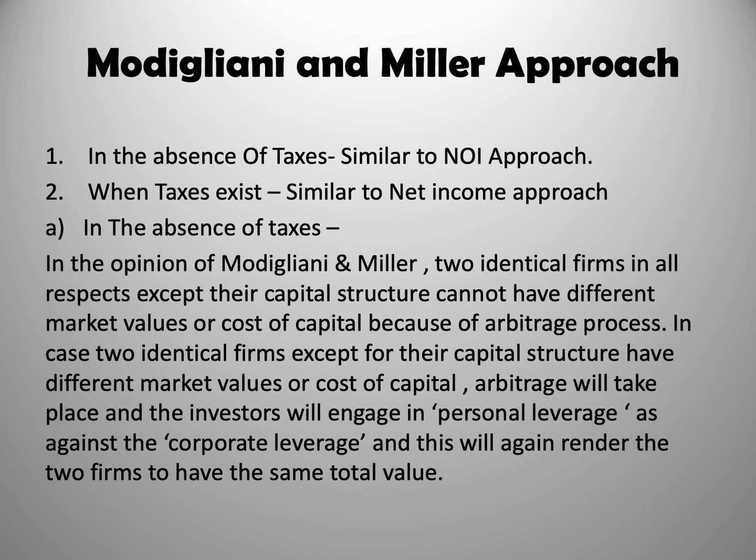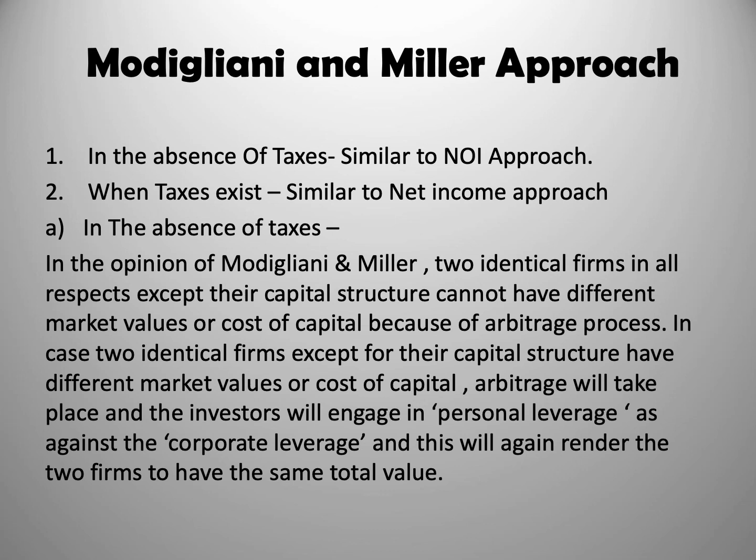So the main statement is that two identical firms, the firms that are the same in every respect except the capital structure, cannot have different market values or cost of capital. The arbitrage process will take place there. Means the investors will engage in personal leverage. Personal leverage means they will take the loan personally, as against corporate leverage, and this will again render the two firms to have the same total value.